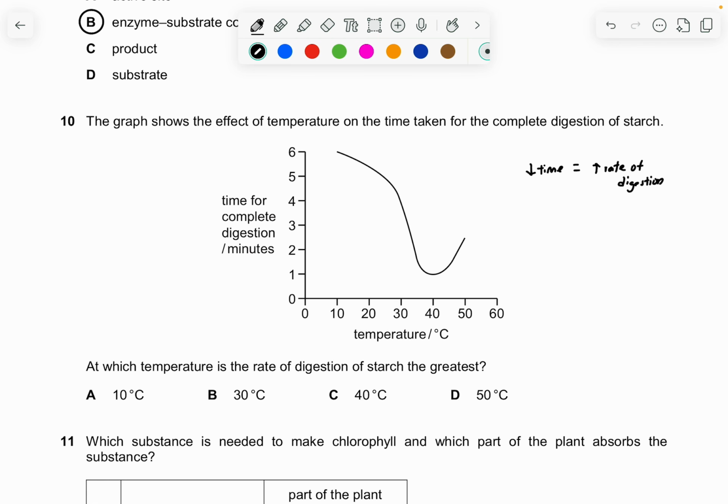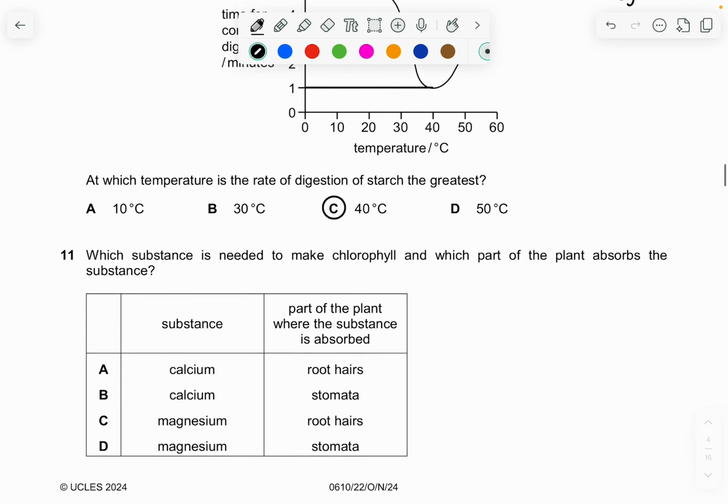So obviously with this clue that I've given to you, you already know the answer. The answer is 40 degrees. Okay, because at 40 degrees, it's only at 1 minute. So if it takes 1 minute, they can digest everything already. So that's why that is the fastest.